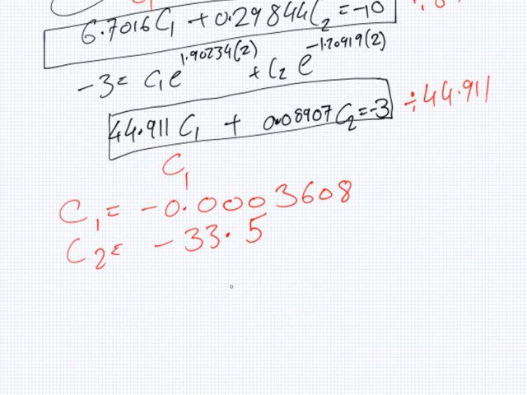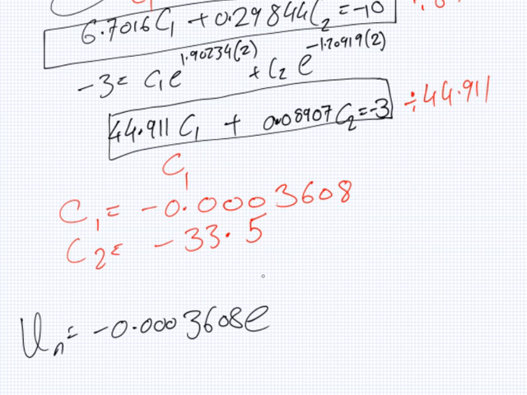Does anyone have my values of k from earlier? Did anyone write the k values down? Okay, so I have un equals minus 0.0003608 e to the, what was k1? 1.90234n, and then my other one was a minus 1.20919, like this.